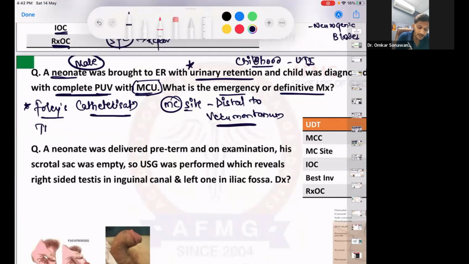Yes, it is a transurethral resection of the valve. The definitive management is usually a transurethral resection of the valve, so you will resect the valve. Nowadays we use laser for it, and therefore it is called fulguration of the valve. No issues with this.